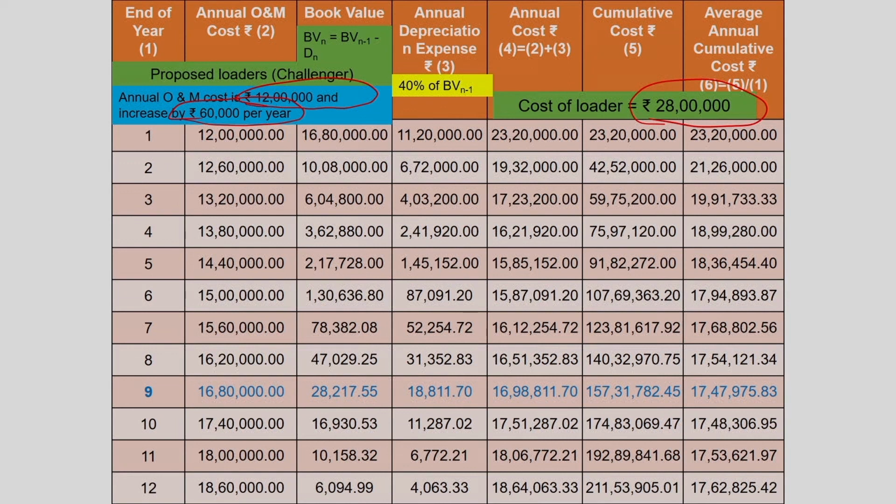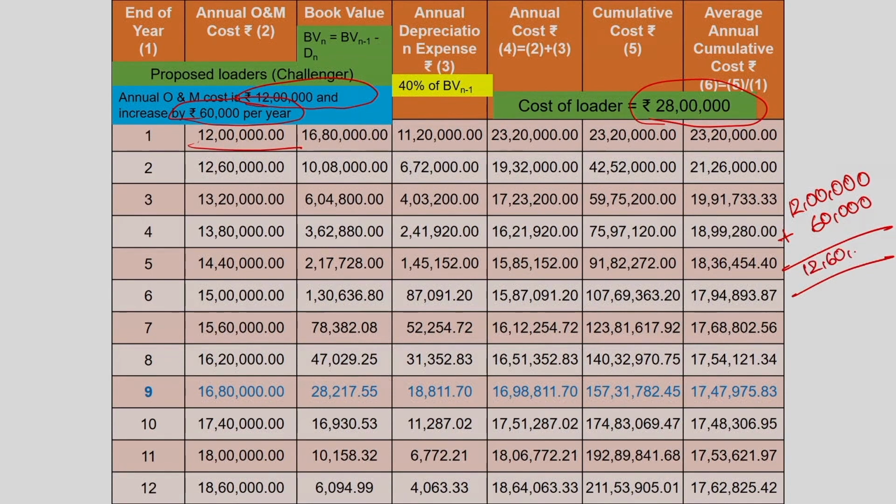Because of that you can have a saving of 20,000 per year when compared to the old loader. So, the same way you calculate the operating and maintenance cost. Here for the first year it is 12 lakh. Now, add 60,000 every year, the operating and maintenance cost is increasing.